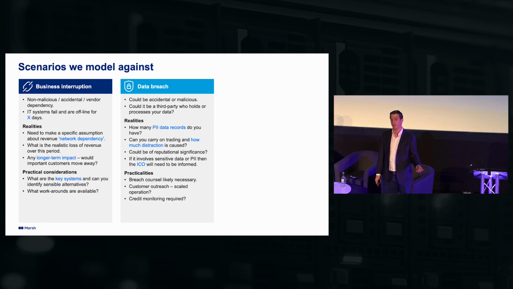marketing distribution list, and boom, 100,000 records of bank data, address data, and everything else has gone, and it's too late to do anything about it. So it can be accidental, it doesn't have to be malicious.